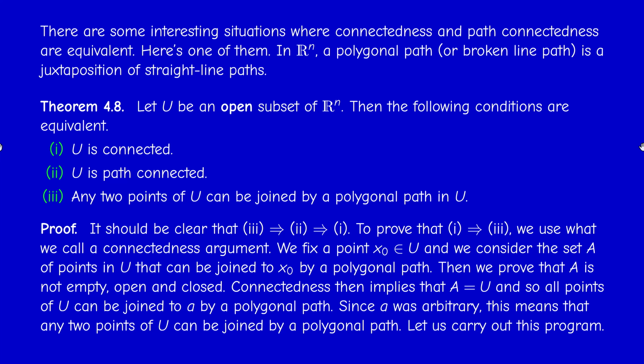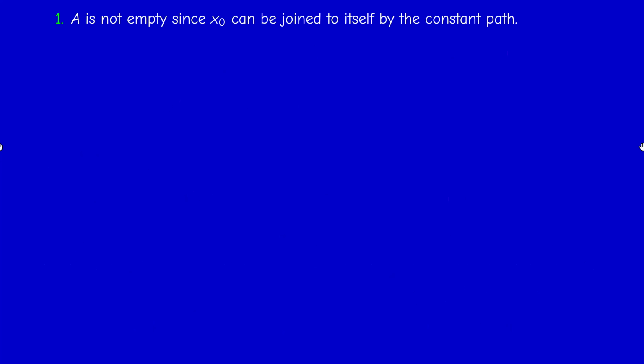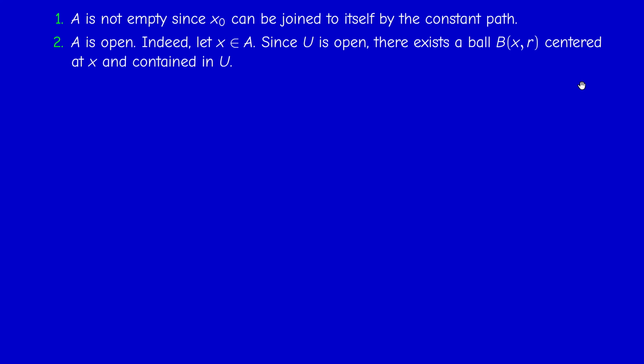Let us explain this program in detail. First of all, A is not empty because x0 belongs to A, because x0 can be joined to itself by what we call the constant path, the constant path f of t equal x0. Now, why is A open? We prove that for every x in A, there is a ball of center x contained in A.